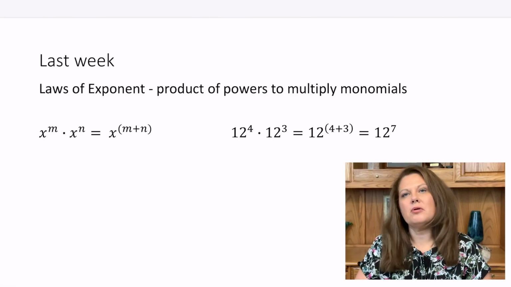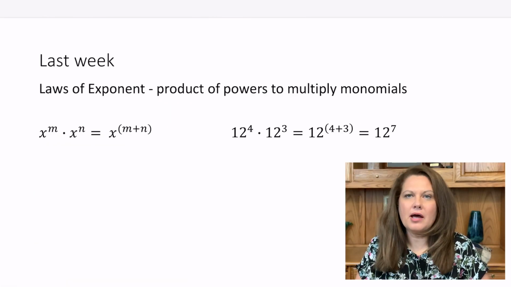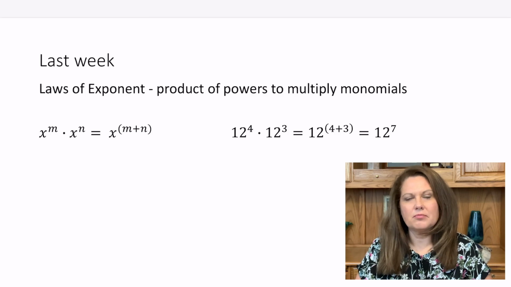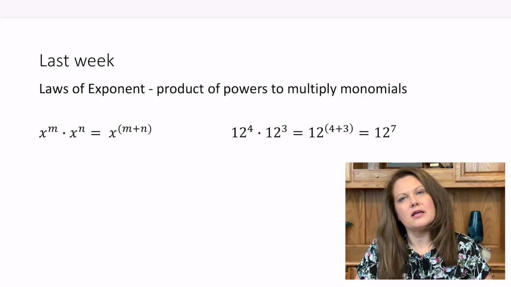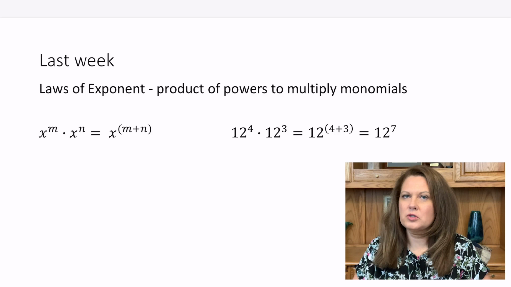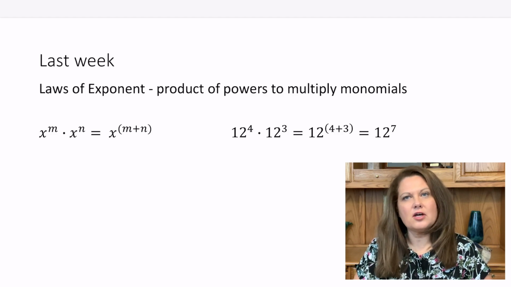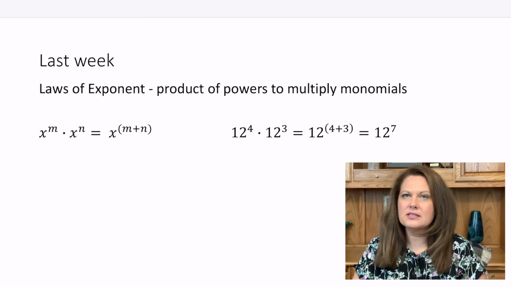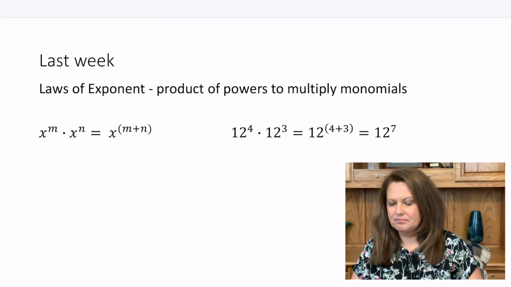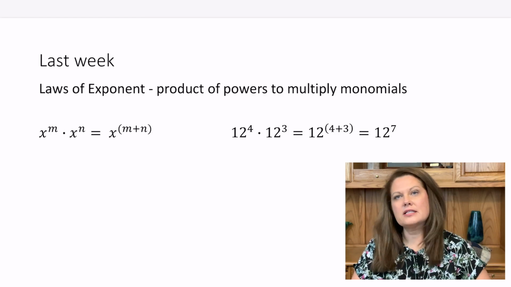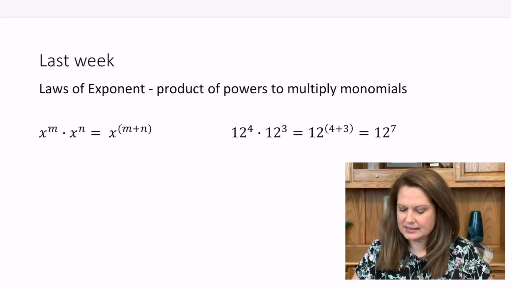Now, if you remember last week, we were talking about product of powers. Product means multiplication. This week we're going to be talking about quotient. Notice product and quotient are opposites, so that might give you a hint on the process we're going to use today. Let's take a look at a couple examples from last week's lesson.